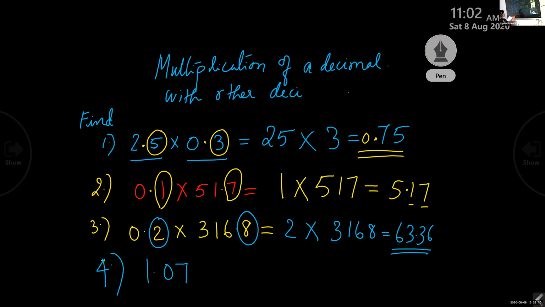Fourth question. 1.07 into 0.02. All these things you have to write in the note. What is it? 0.34? No, find out the answer. No, the number is not 17. Don't take it as 17. What is the number? 107. So it is 107 into 2.